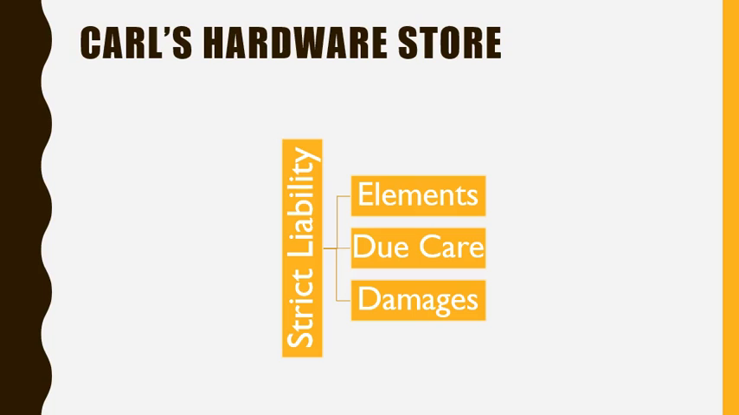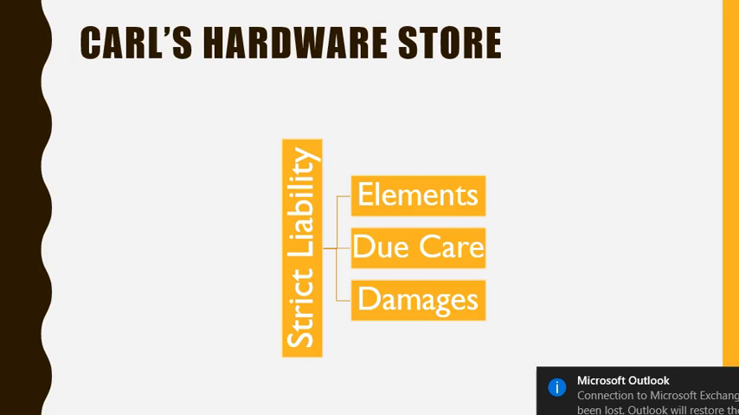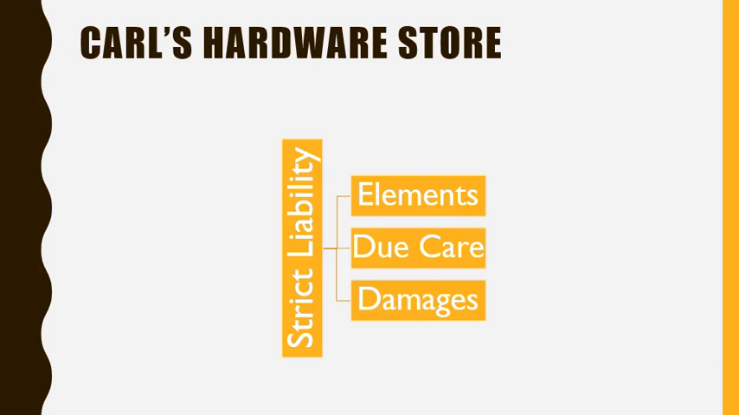The next question deals with the Carl's Hardware Store. This is a strict liability case, and you would want to discuss the elements of strict liability. In an action based on strict liability, a plaintiff must show that 1. The product was defective. 2. The defendant was in the business of distributing the product. 3. The product was unreasonably dangerous due to the defect.